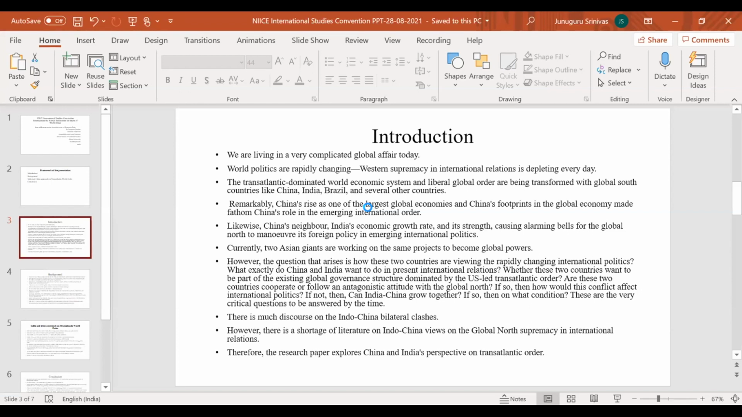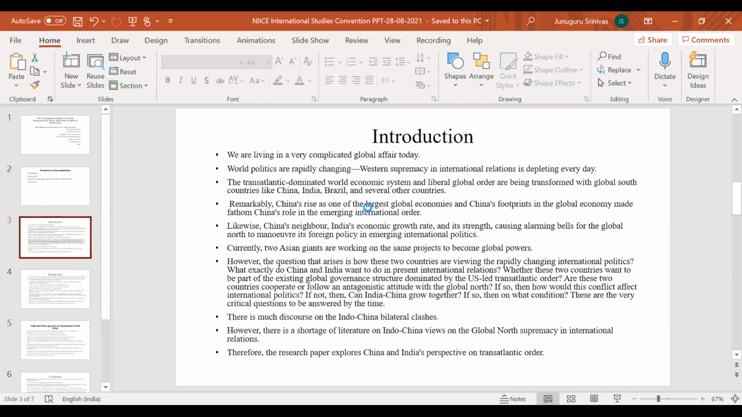So two Asian giants are working on similar projects to become global powers. However, the question that arises is how these two countries are viewing the rapidly changing international politics. What exactly do China and India want to do in present international relations? Whether these two countries want to be part of the existing global governance structure in the transatlantic order, or whether they cooperate or follow an antagonistic attitude with the global north? If so, then how would this conflict affect international politics? If not, then can India and China grow together? If so, then on what condition? These are very critical questions to be answered by time.